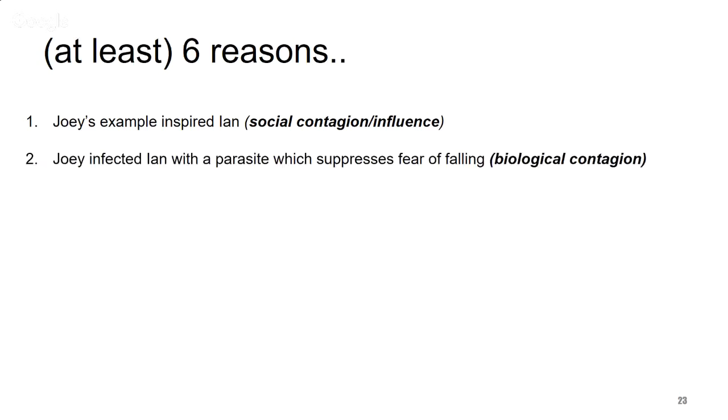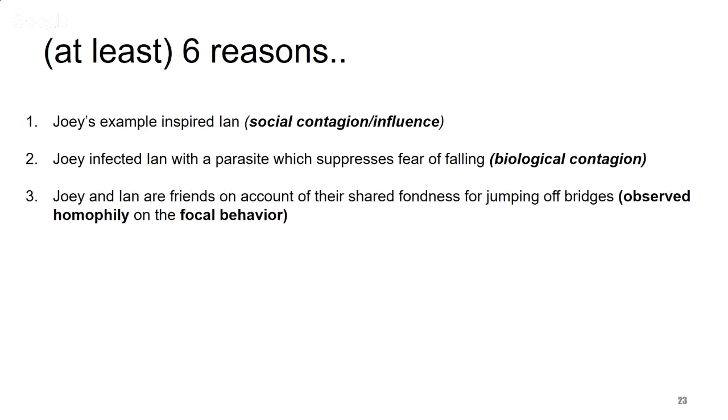Now the second example is Joey infected Ian with a parasite which somehow suppresses the fear of falling off bridges. And this is biological contagion. It's still contagion, but not social. The third one is that Joey and Ian are friends on account of their shared fondness for jumping off bridges. So this is homophily based on the focal behavior, which is jumping off bridges. They both like jumping off bridges and they both know.